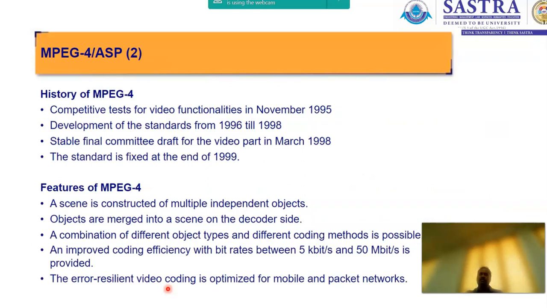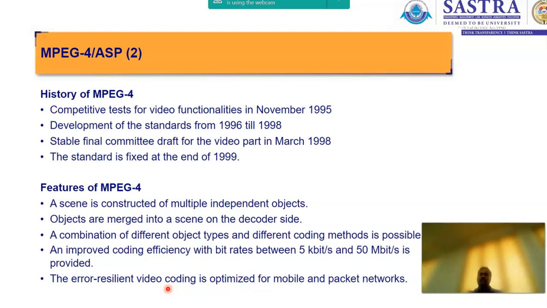The history of MPEG 4: a competitive test for video functionalities was done in 95. Development of the standard was done in 96 to 98. The stable final committee draft for the video part was done in 98, and the standard was fixed in 1999. From that year onwards, this standard is available.